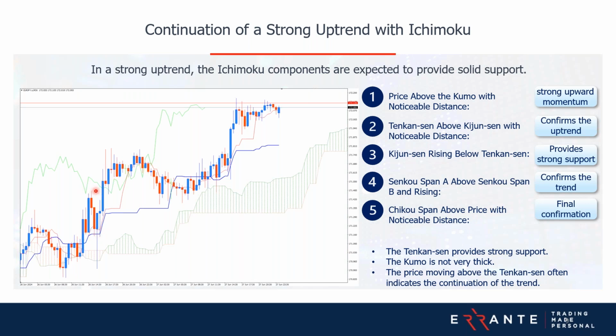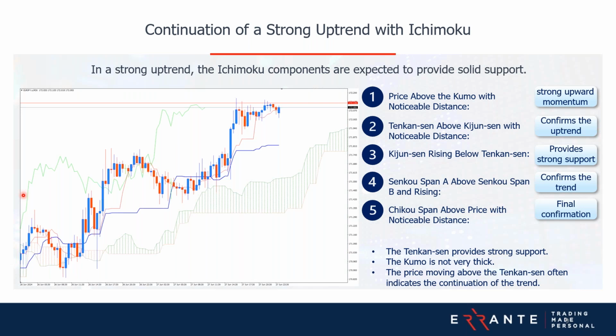And then when the price somehow, let's say, crosses above the last market top, it can be considered as a buy signal. So if the price pulls back to the Tenkan-sen and bounces off, it confirms the continuation of the trend.